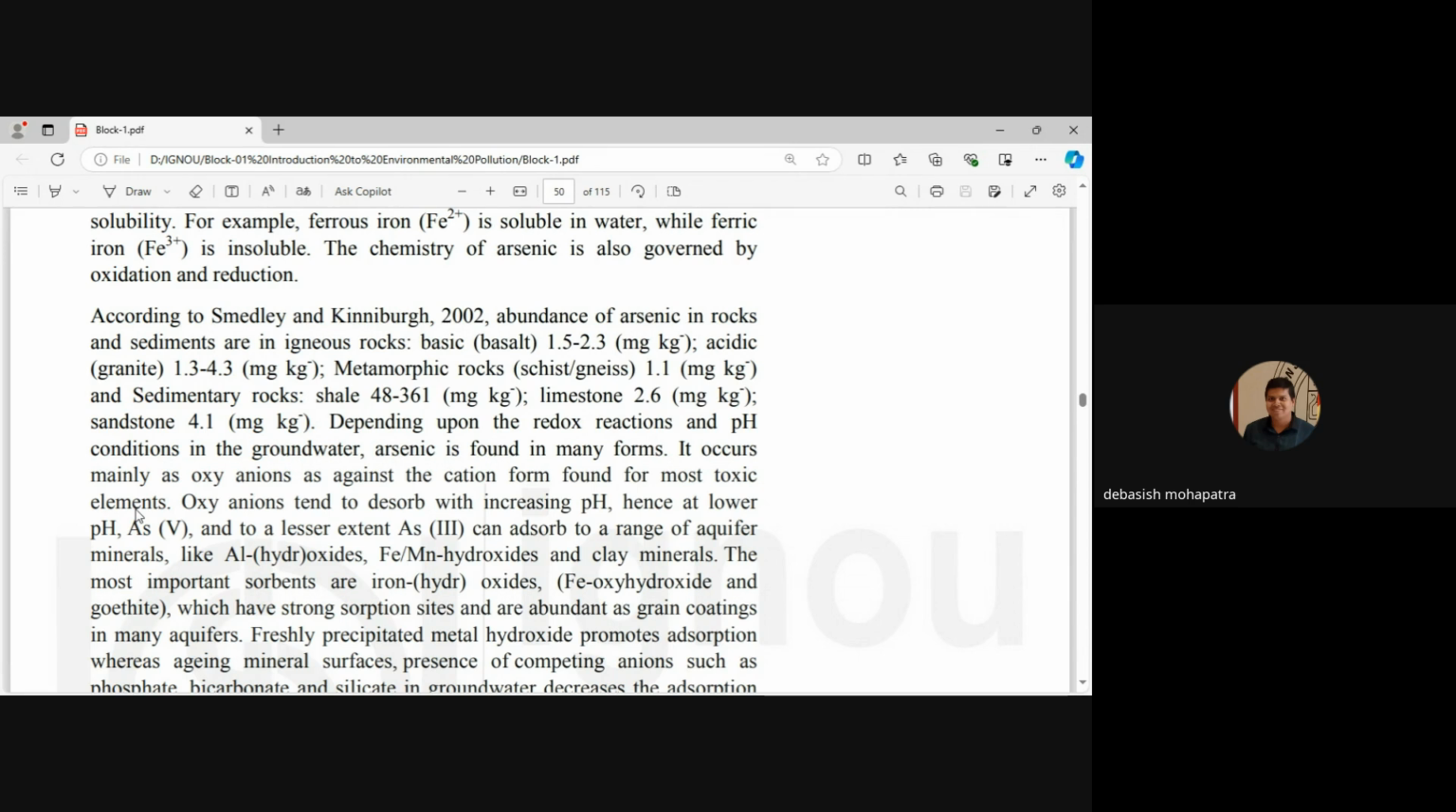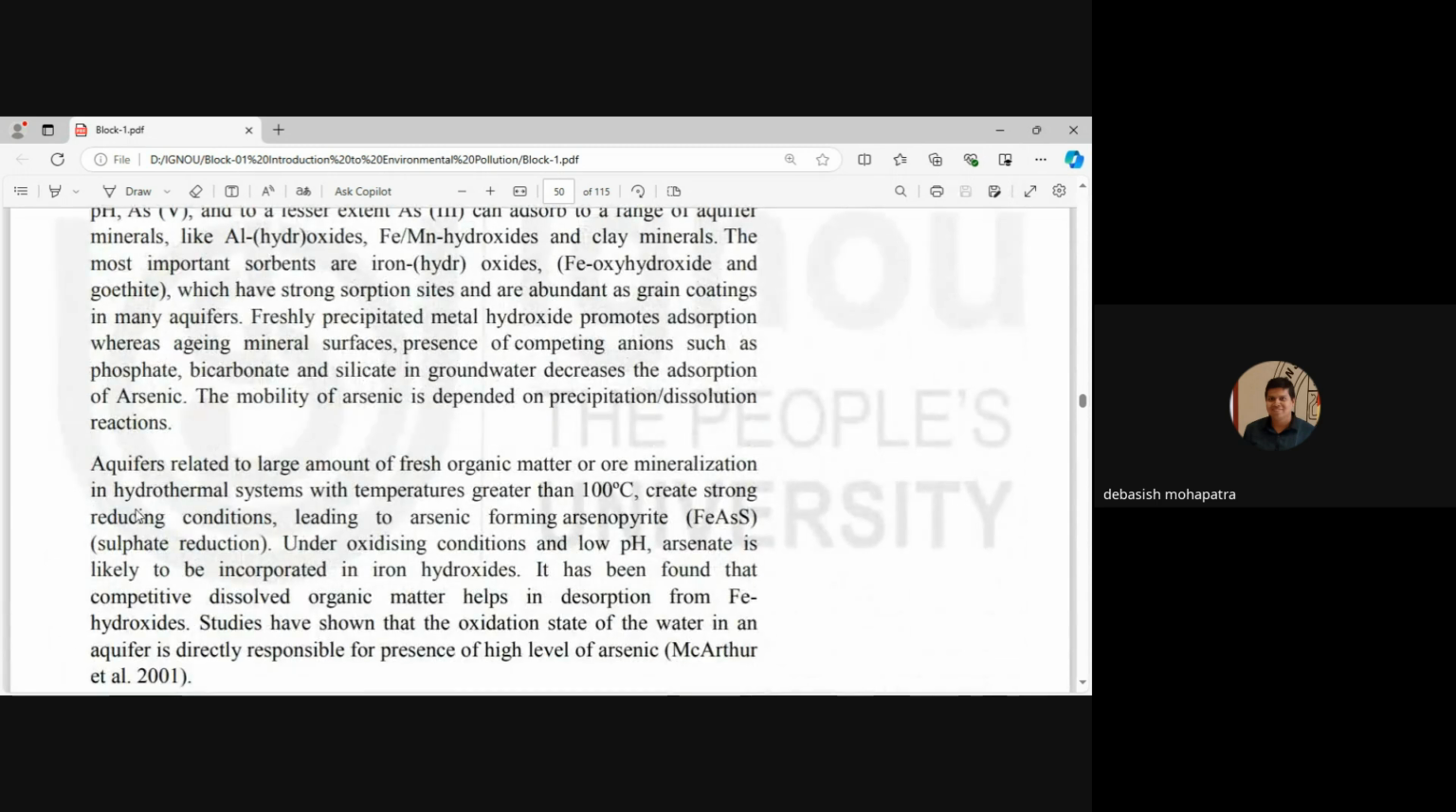The most important sorbents are iron oxide, ferrous oxyhydroxide and goethite, which have strong sorption sites and are abundant as grain coating in many aquifers. Freshly precipitated metal hydroxides promote adsorption, whereas aging mineral surfaces, presence of competing anions such as phosphates, bicarbonates and silicates in groundwater decrease the adsorption of arsenic. So the mobility of arsenic is dependent on the precipitation dissolution reaction.